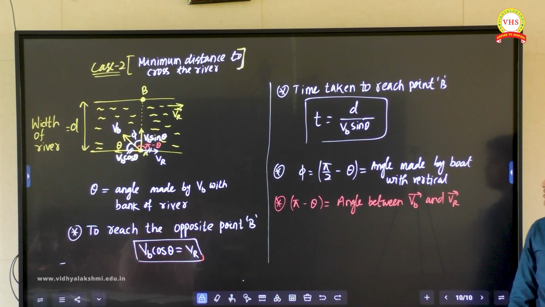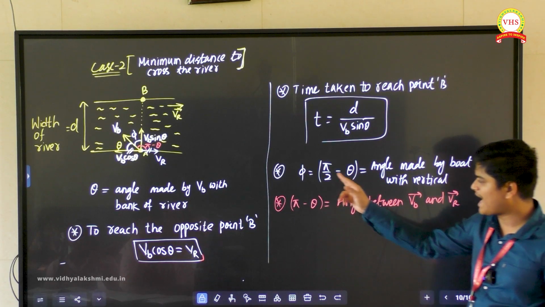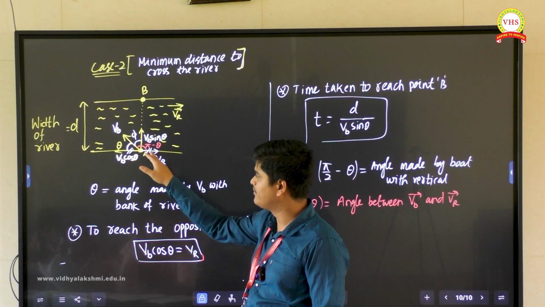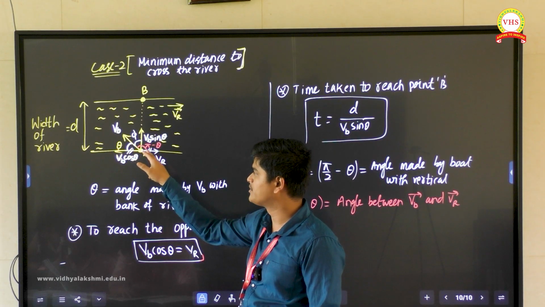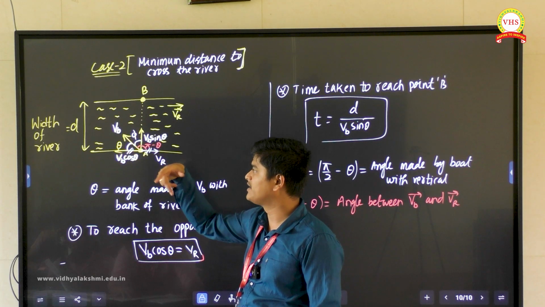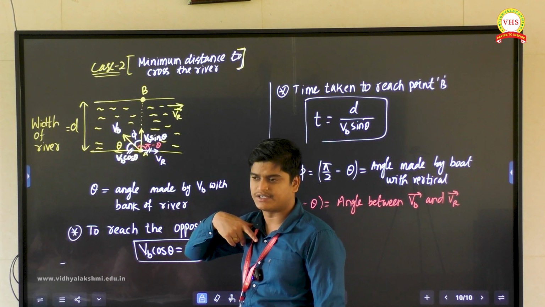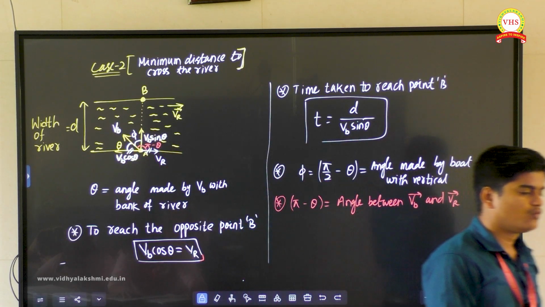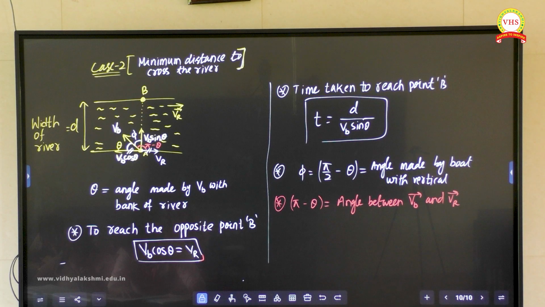That's it. Okay, and if any other angle is given in the exam, you check. Suppose the angle between VB and VR is given as 120, theta will be 60. Or if phi is given as 30, theta will be 60. Like that you can understand other angles also. Okay, one is VR, one is VB.